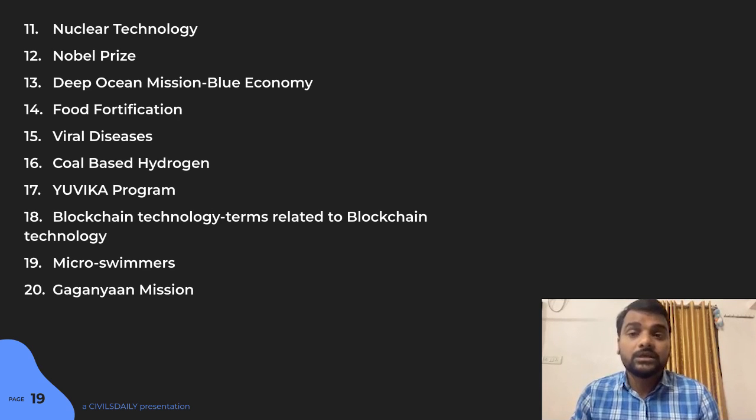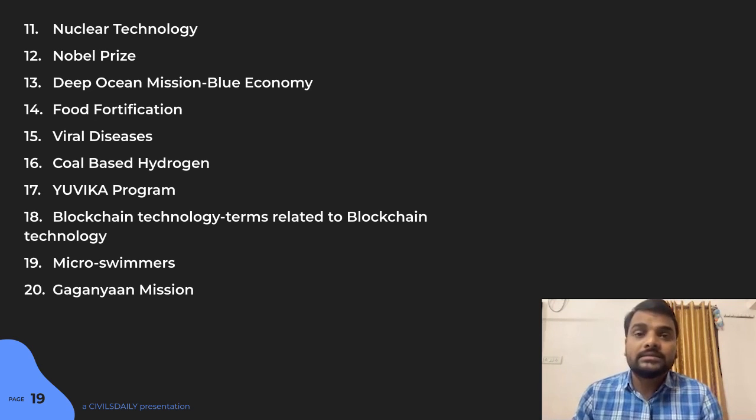Now nuclear technology: nuclear has been in the news too many times because of the aspects related to it. So this is covered. Nobel Prizes in science, economics and literature: these things can be asked anytime. Deep ocean mission, blue economy: India is planning to launch a vehicle into the deep ocean, a manned vehicle. So this becomes important. Food fortification: we know that we have a nutrition crisis going on. Many children are malnourished, so the government is trying every way, through food fortification and biofortification.